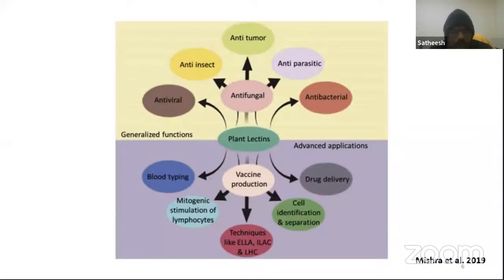And vaccine production, so far it has not come to reality, but in the near future it is possible that some of the plant lectins can be used or licensed as a vaccine for the treatment of certain diseases.